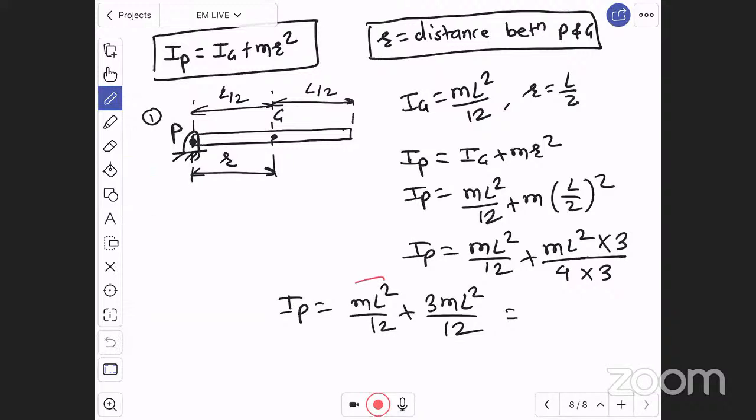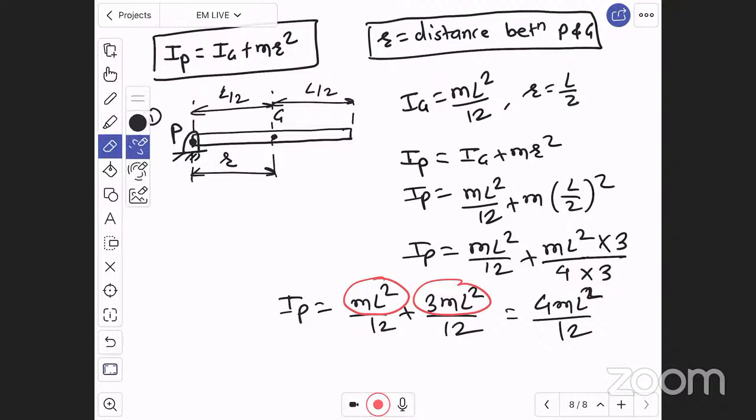Here ml square plus 3 ml square is 4 ml square divided by 12, which becomes ml square by 3. 4 by 12 is 1 by 3. Therefore, I about point P is ml square divided by 3.